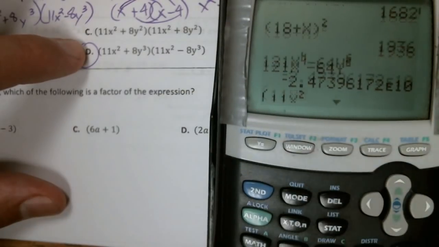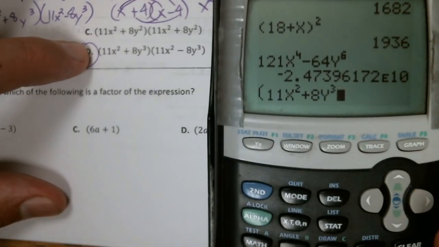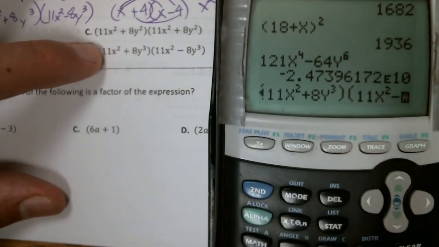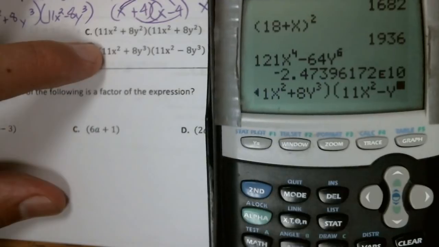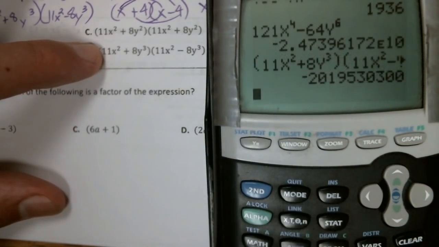Parentheses, 11x squared plus 8y raised to the 3rd. Drop your cursor back down. Close the parentheses. Open another set of parentheses. 11x squared minus 8y raised to the 3rd. Drop my cursor back down. Close the parentheses.